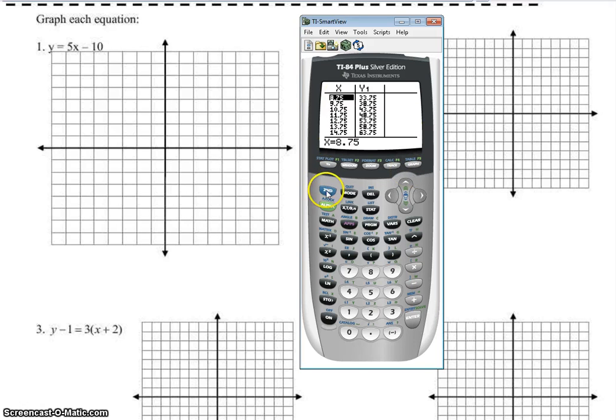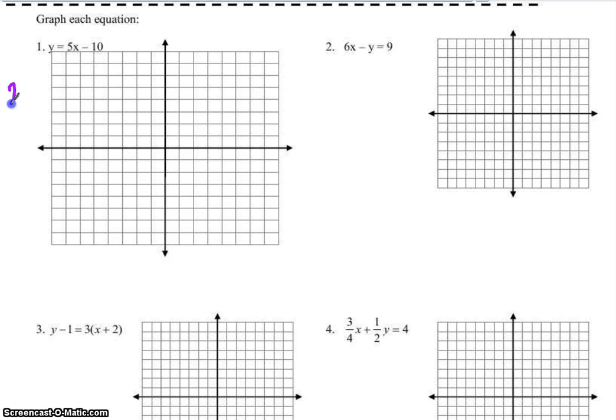And my graph looks really weird. I don't like the numbers on my table, so I'm going to go second, table setup, tell it to start at 0, tell it to go by 1, and go automatic. So now I notice that, see 0, negative 10, I really don't want to go 10 away from the origin. So keep looking for better points. 2, 0 is a good point. 3, 5 is a good point. So 2, 0, and 3, 5 are good points.